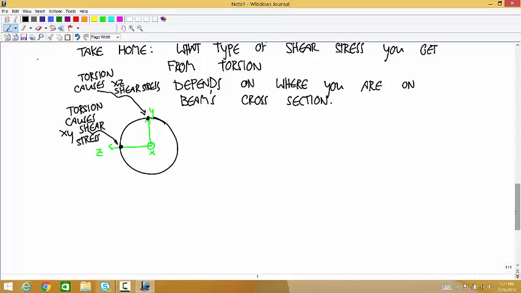We've been getting more restrictive about what kind of cross-sections are allowable with each internal load that we've done. With torsion, we only have two types of problems that we can do, two types of cross-sections. So we'll do stress for torsion with two cross-section types.